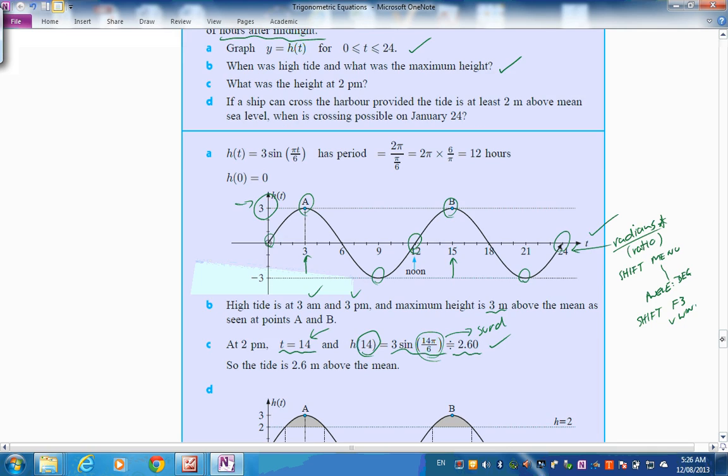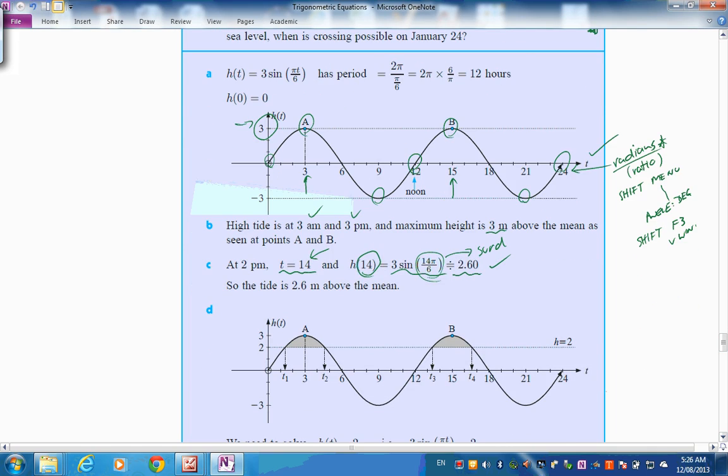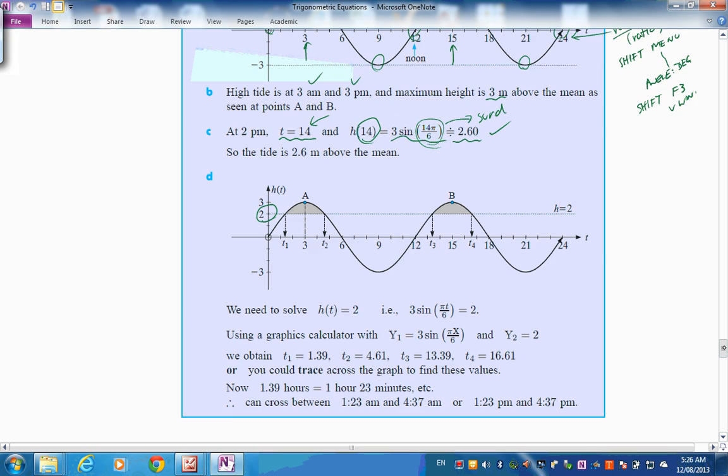If a ship can cross the harbour, provided the tide is at least 2 metres above the mean position, so that's this. So we'd want the height there to be 2, and you could try to do that with technology, with G-solve again. Or, here we are, if they asked for it exactly, we would perhaps have to do this. Okay, now this can't give us an exact solution, because as you can see here, sine would be 2/3. And so that's not a common working angle. So we would use the technology way, graph 2 and graph the function and find the points of intersection.